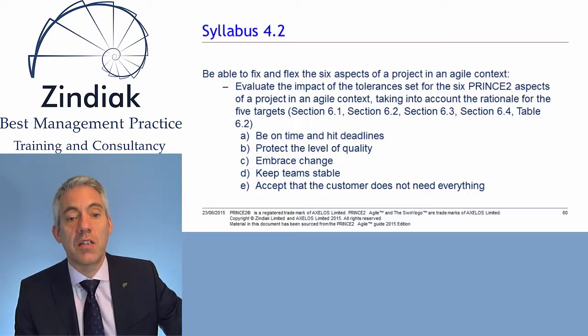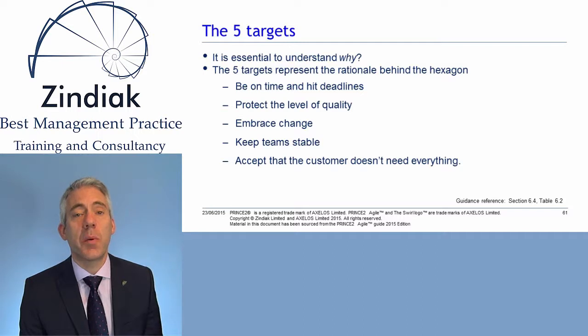And the 5 targets are: be on time and hit deadlines, protect the level of quality, embrace change, keep teams stable, accept that the customer does not need everything. So we're going to talk about each of the 5 targets in turn. And our focus is on understanding why we have these 5 targets, why they've been called targets in PRINCE2 Agile.